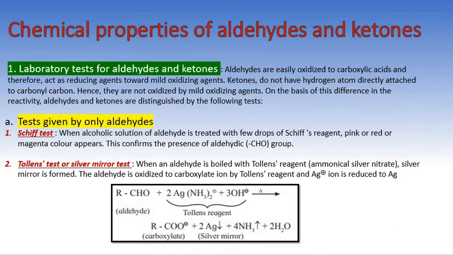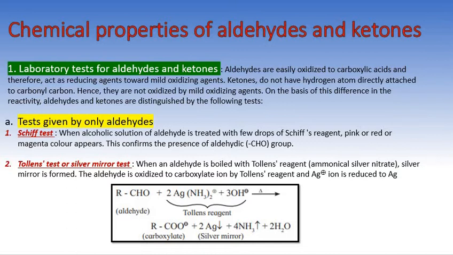Aldehydes are compounds which easily oxidize and are converted into carboxylic acids, and act as reducing agents towards mild oxidizing agents. Ketones do not have any hydrogen atom; I mean, the carbonyl group is not bonded with any hydrogen atom. So they are not oxidized by mild oxidizing agents. So on the basis of the difference in reactivity between aldehydes and ketones, they can be distinguished by the following tests.